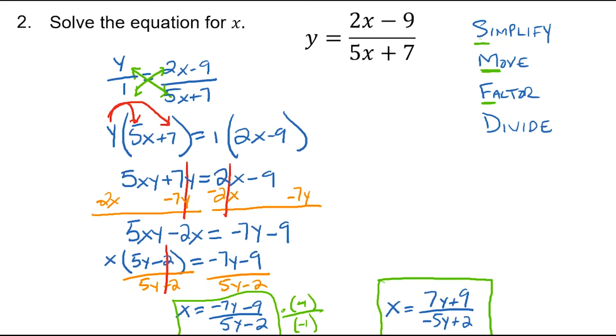And you can see that our problem is now solved in terms of x, because we have x all by itself on one side of the equal sign.